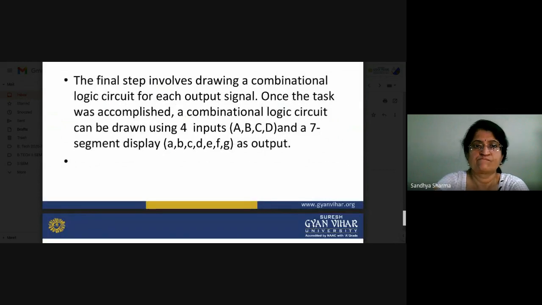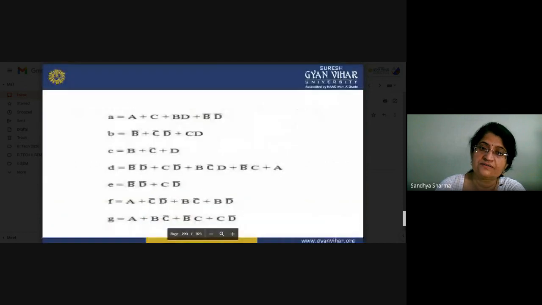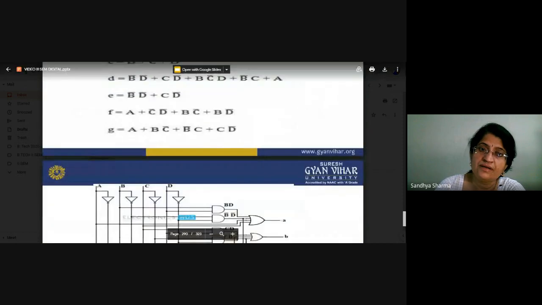The final step involves drawing a combinational logic circuit for each output signal. That is the final step through which we can design the different circuit diagrams. In this way, you do not need to remember the final equations.